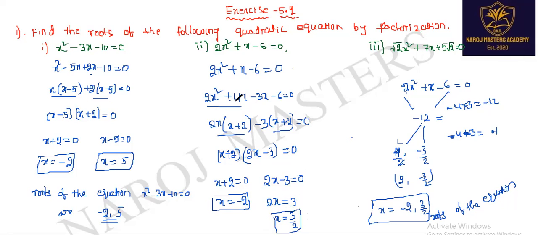Look at here. This is the general method we have to do in our exam. But this is the trick to find it easily. Okay, now minus 2, 3 by 2. Both are the same. Okay, now look at the third question.